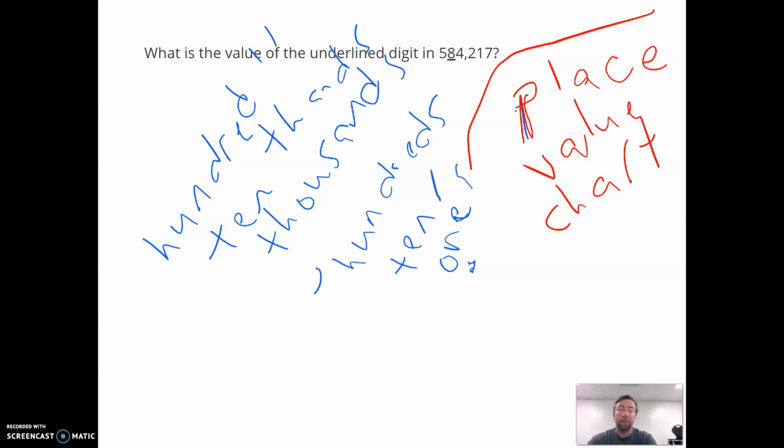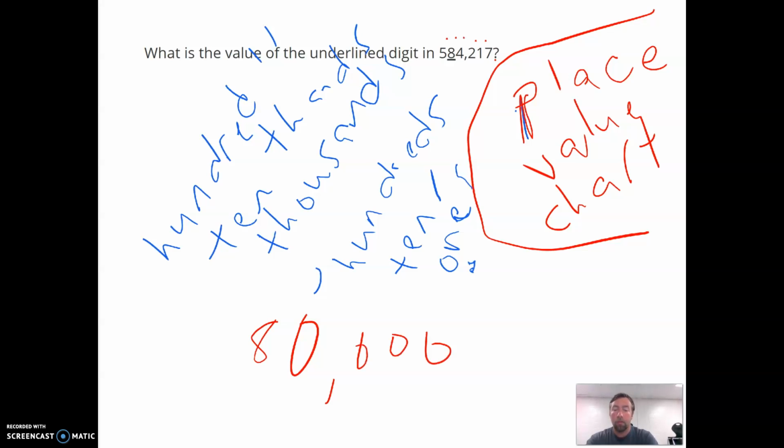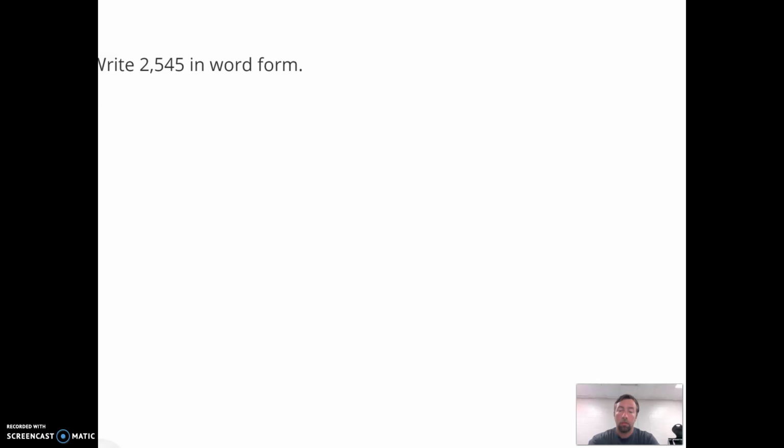All right, so this specific problem says, what's the value of the 8? That's the underlined digit. I'll use my mouse to point. We have our ones spot, our tens, hundreds, thousands, 10,000s. So the 8 is in the 10,000 spot, so the 8 is worth 80,000. Pause the video for a second.